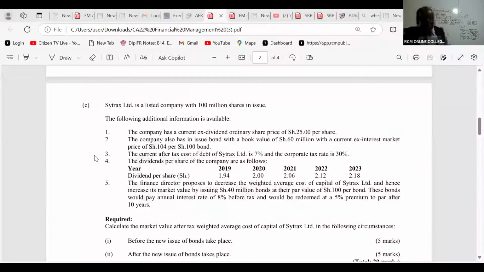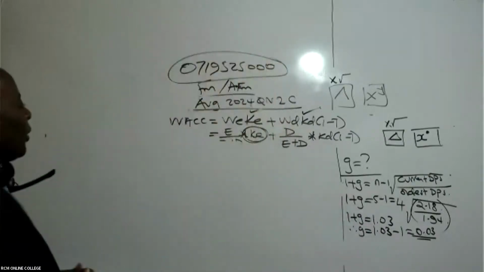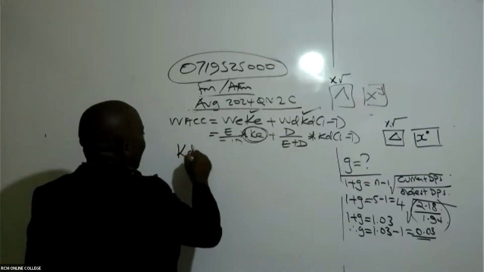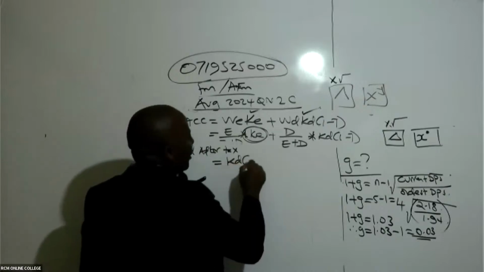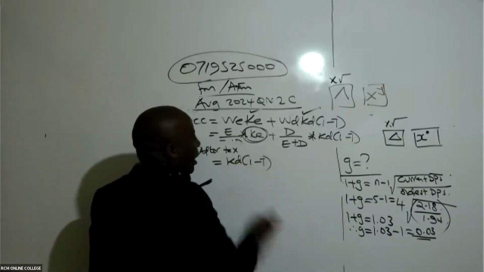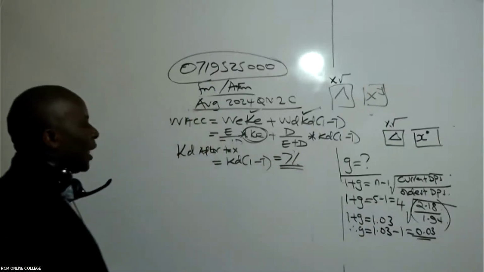So the information given here about cost of debt, what are they telling us here? You can see here, the current after-tax cost of debt, KD, is 7%. So basically, they have given me the KD after tax, which is the same as saying KD times (1 minus tax). Already they have adjusted for tax. They have subtracted that tax, which is 7%. KD after tax is 7%.